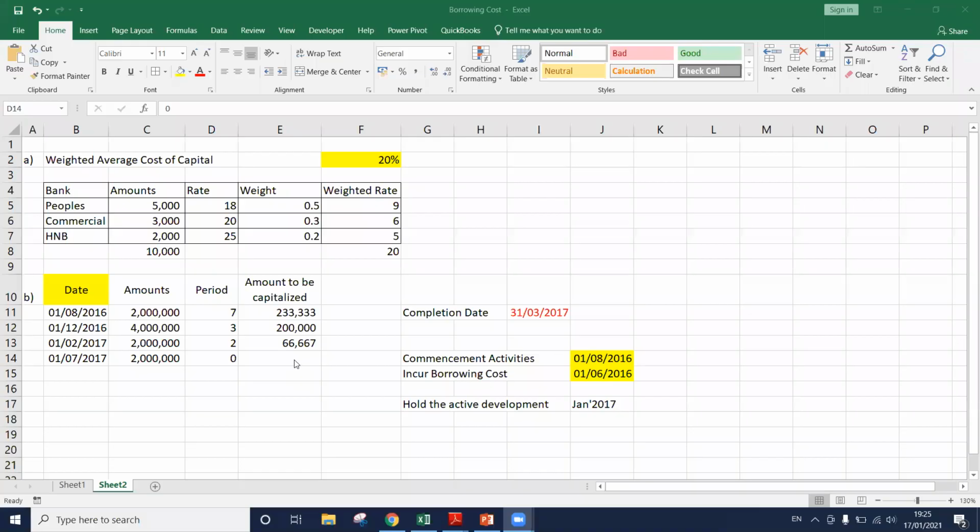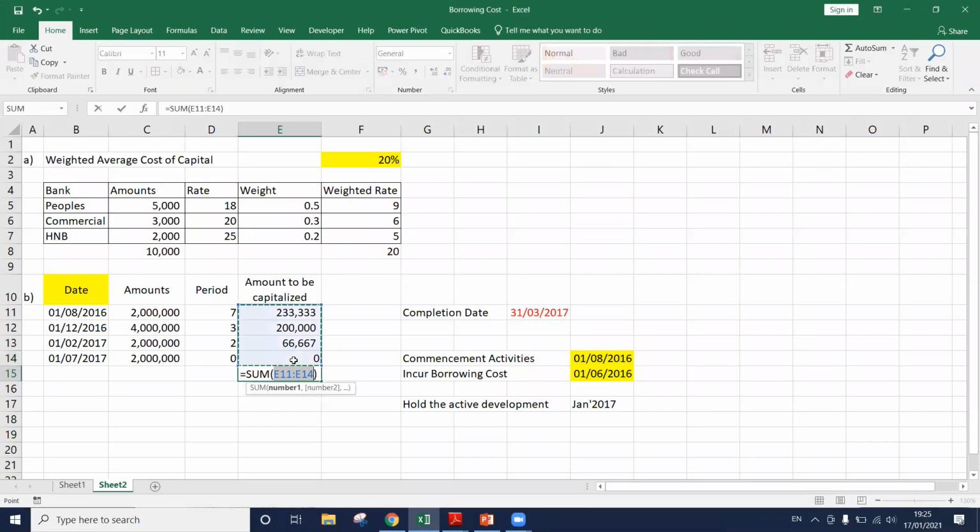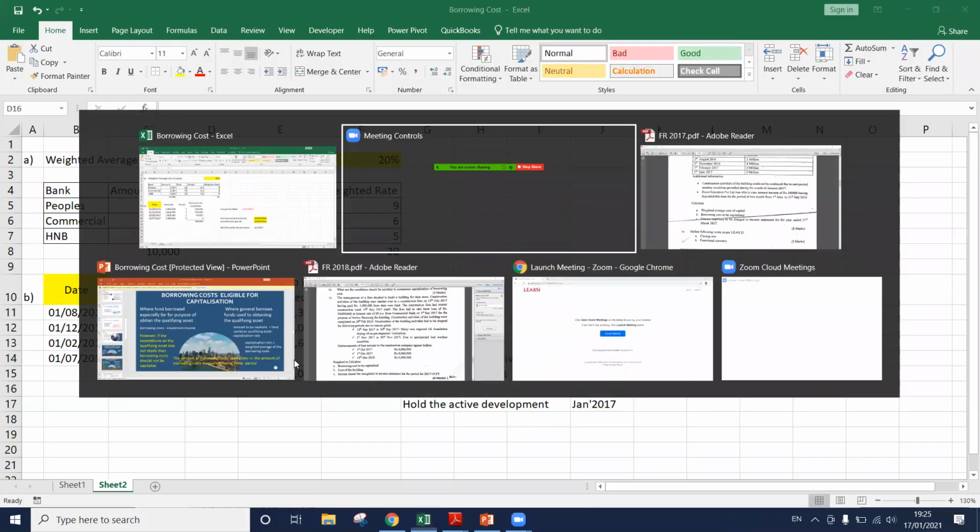So what is the total amount here? Here it is 0, right? So what is the total amount? 500,000. But here it says we were able to earn interest income of 100,000, having deposited this loan for a period of 2 months from 1st of June to 31st July, right? We invested for two months and earned an interest income of this much.